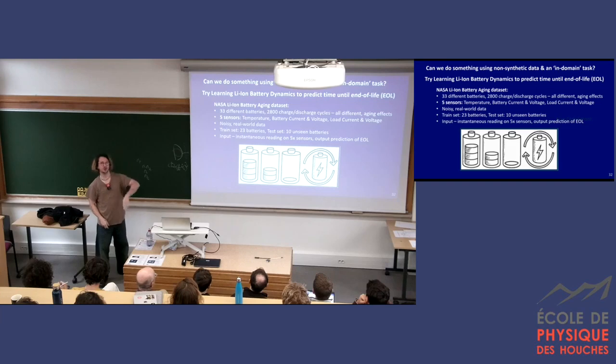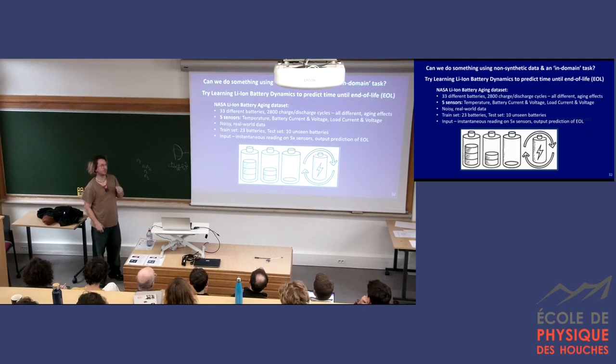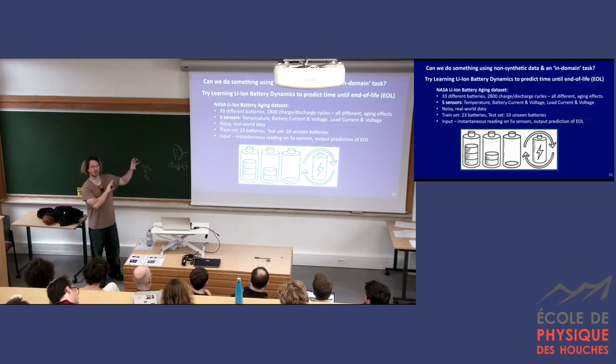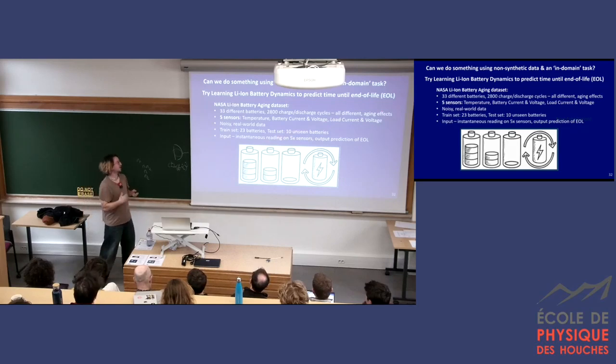And they charge and discharge them 2,800 times. Every time you do it, the battery's getting a bit more beat up. So what we've done is, and then there's 5 voltage sensors. So it's kind of an in-domain task. We're plugging voltages into the system. We have the temperature, the current and voltage on the battery and on the load, and the time since the last charge. It's noisy. And then what we've done is we've taken 23 of the batteries as the training set, and then 10 batteries we've never seen during training, and that's a test set.